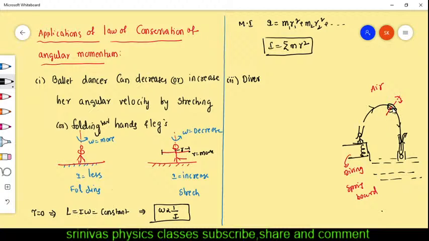Because when he folds his hands and legs, the distance from the axis of rotation decreases, and when distance decreases, moment of inertia decreases. When moment of inertia decreases, angular velocity increases. You know that when he folds his hands, angular velocity increases. Angular velocity increases means he will rotate in the air.